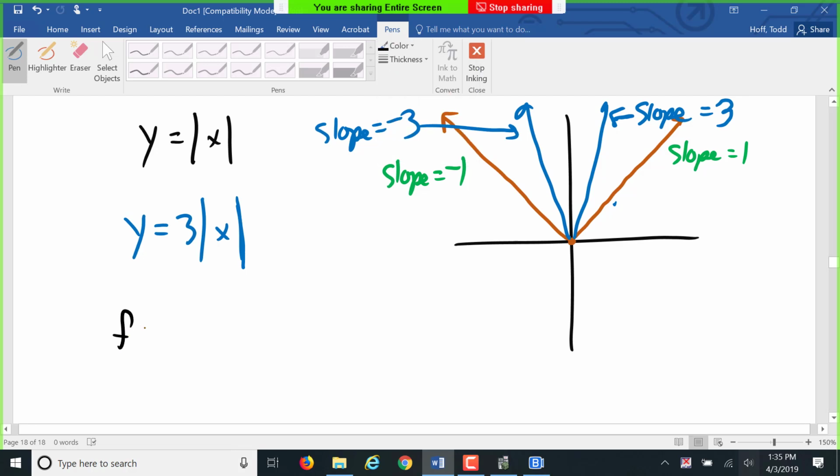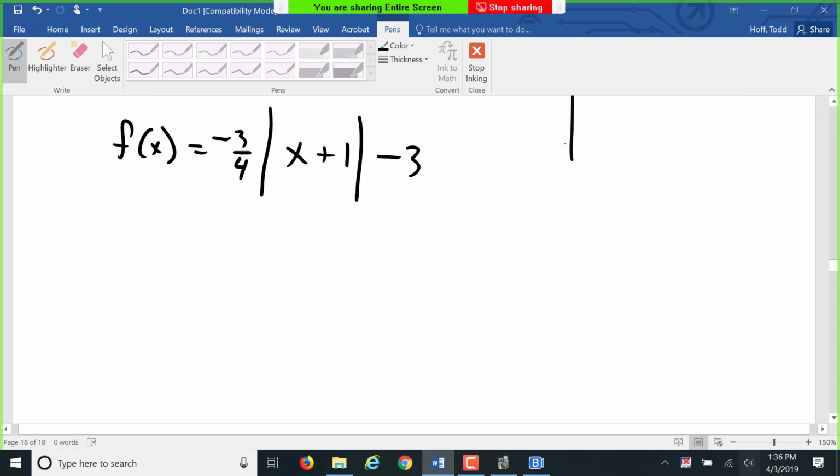So if I want to graph f of x equals negative 3/4 times the absolute value of x plus 1 minus 3, where's the vertex of that? Negative 1, negative 3. Very good.